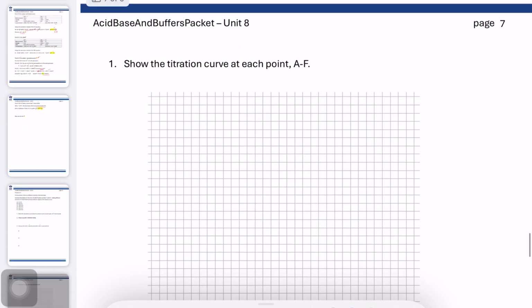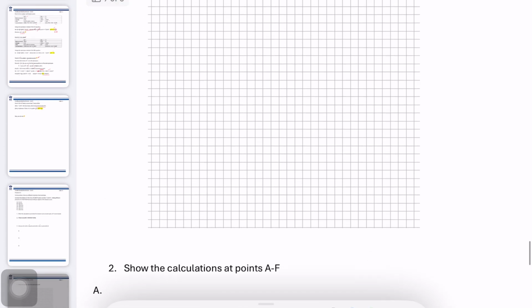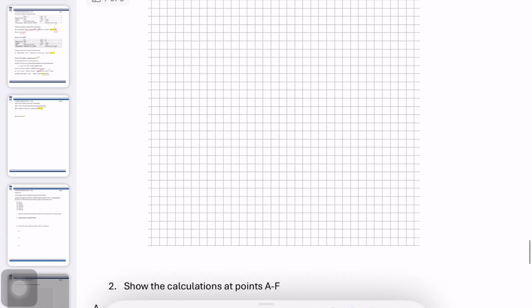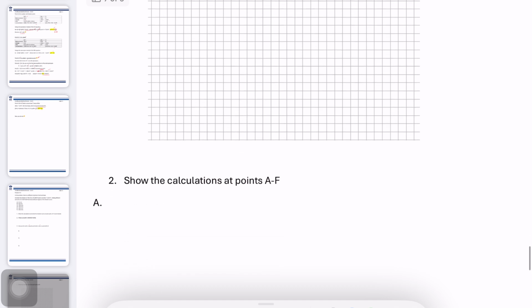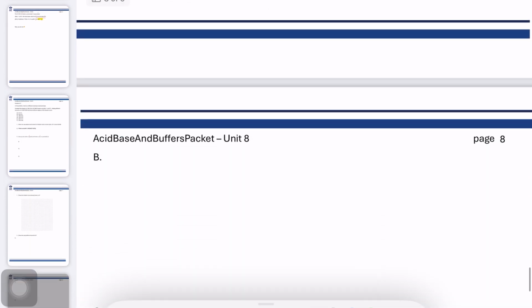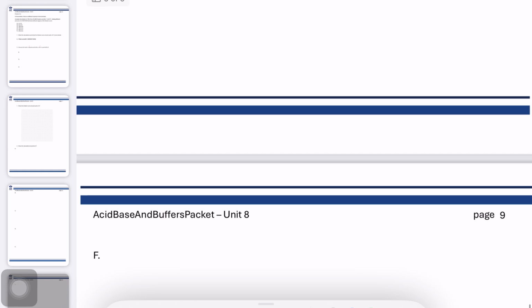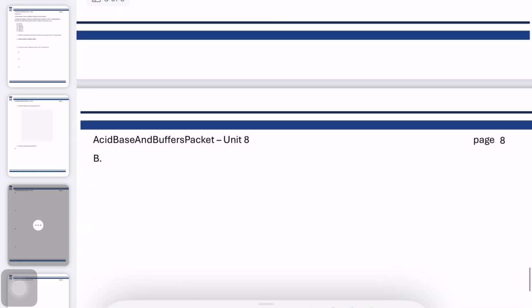So here's a piece of paper that you'll download as a PDF and you can handwrite this. There's a piece of graph paper like you would for a free response question. Here's letters A, B, C, D, E, and F. And there's plenty of room for this.